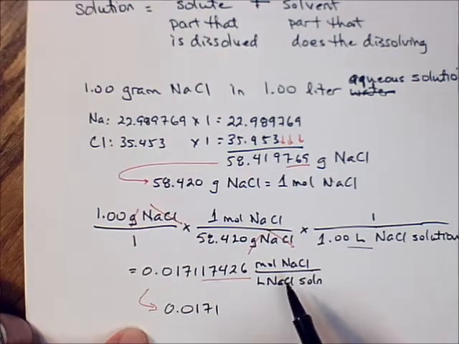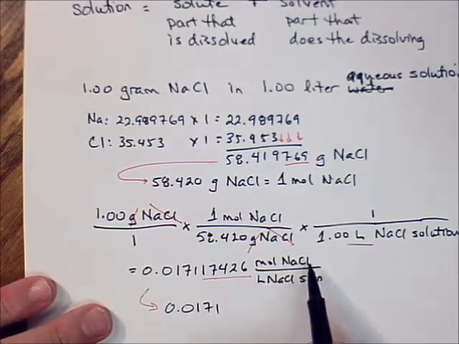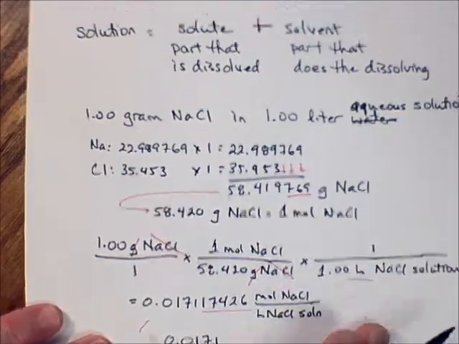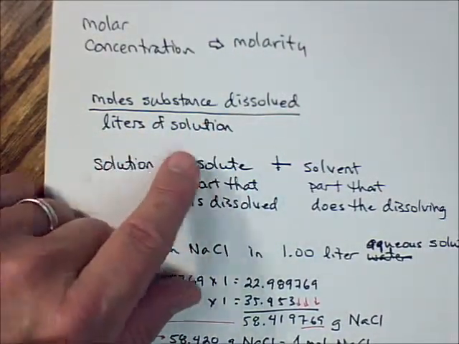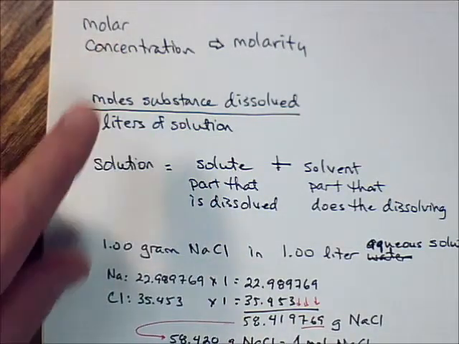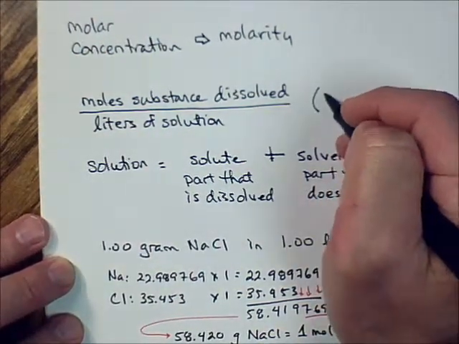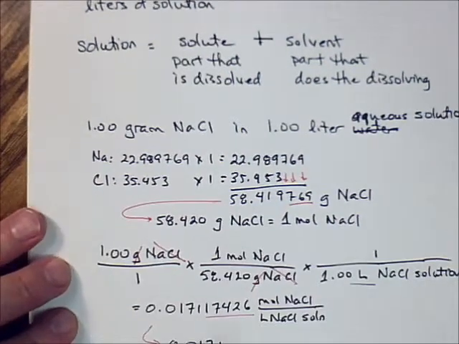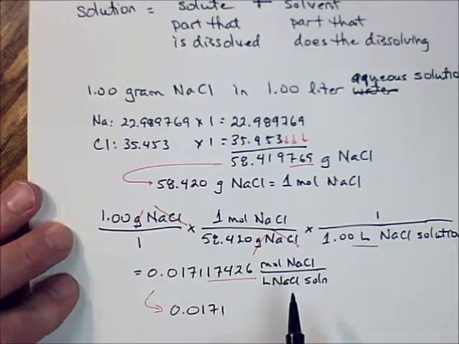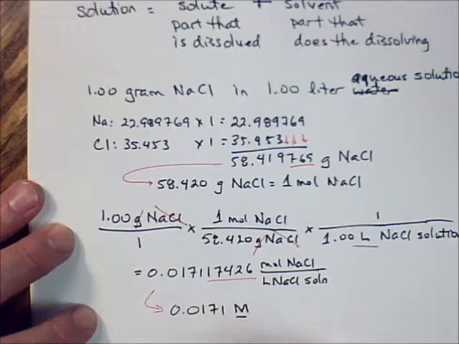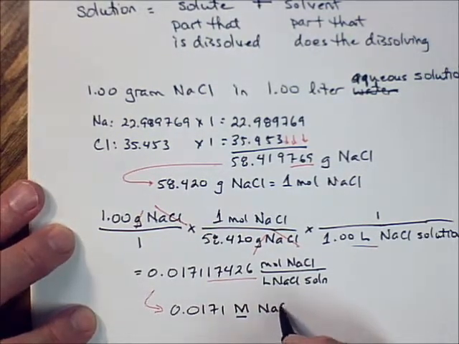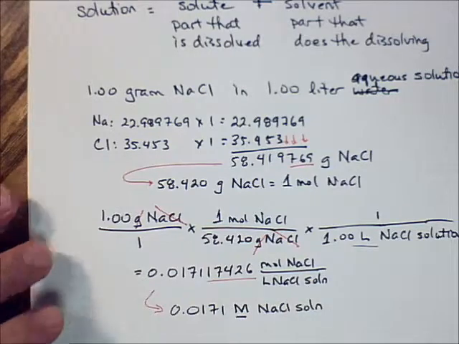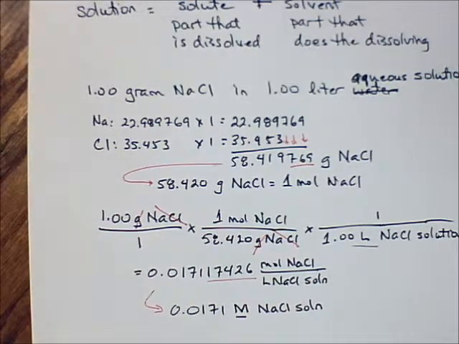Now we could write this, and that's perfectly okay. But it turns out that moles of a solute dissolved over liters of that solution is the molar concentration. And there's a symbol we use: a capital M with a line under it. Okay? So instead of writing all of this, we can just say it's molar sodium chloride solution. And that's the way that you calculate the molarity or the molar concentration of a solution.